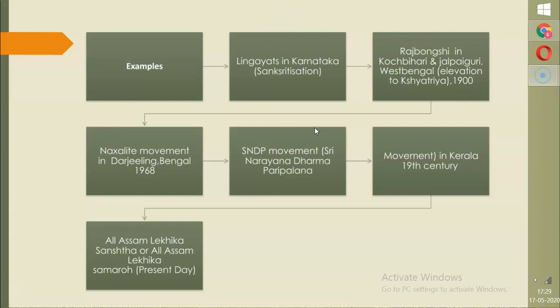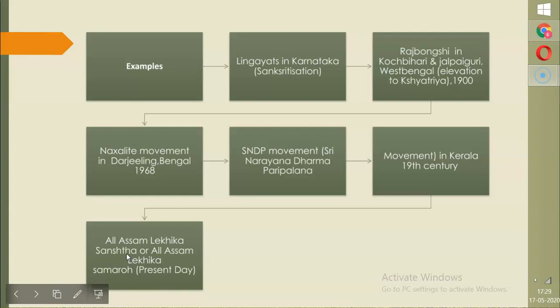And then we had the SNDP movement, Sri Narayana Dharma Paripalana movement in Kerala. It happened in the 19th century. This movement was a backward class movement, but it had many dimensions: political, economic, social, and it was one of the most remarkable social movements in Indian history.